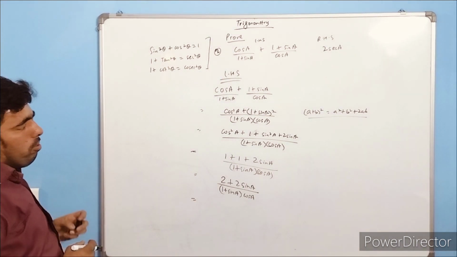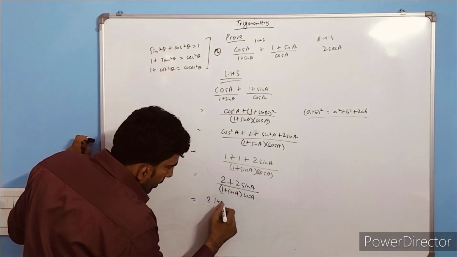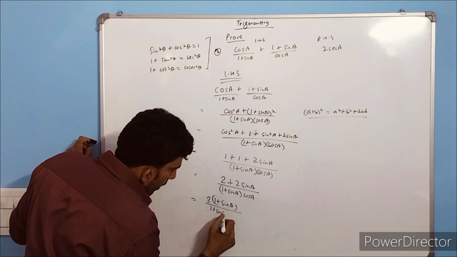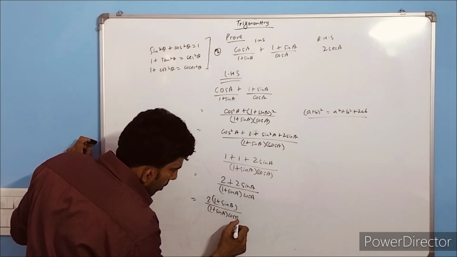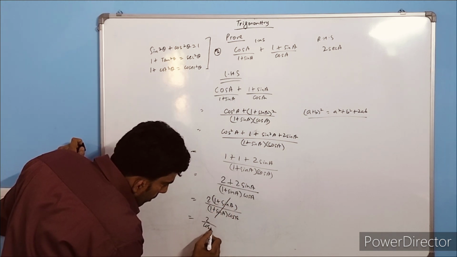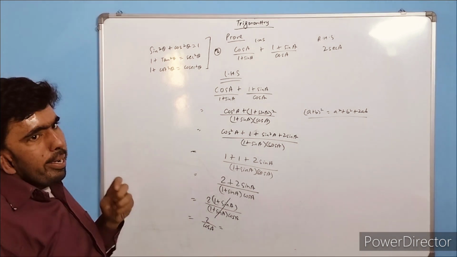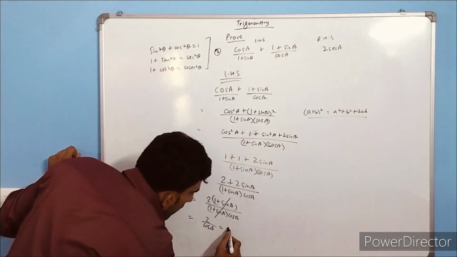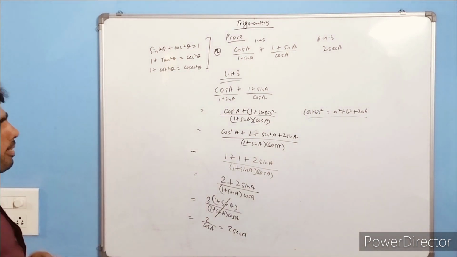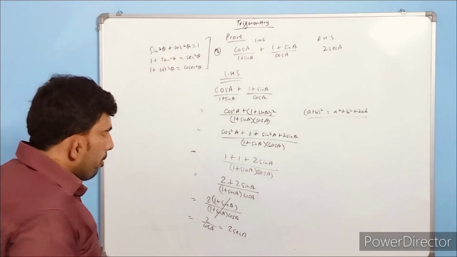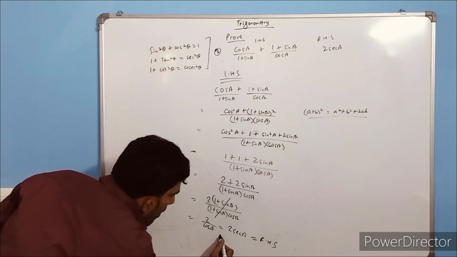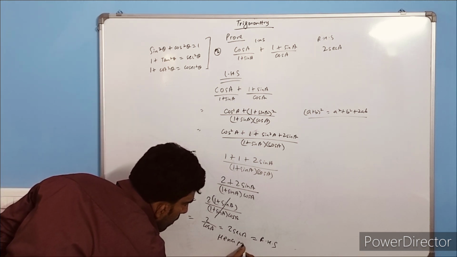So, what can we do? We can take 2 further common: 2 into (1 plus sin A) upon (1 plus sin A) cos A. What will happen? Reduce it. We get 2 upon cos A. Now 1 upon cos A is equal to sec A. So 2 into sec A. Okay, so that is how we got our answer. We have proved it. That is, LHS is equal to RHS, hence proved.